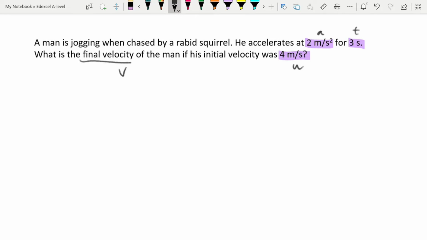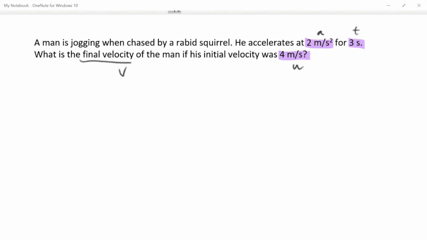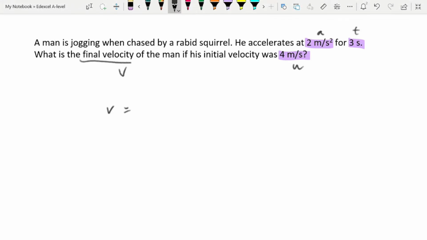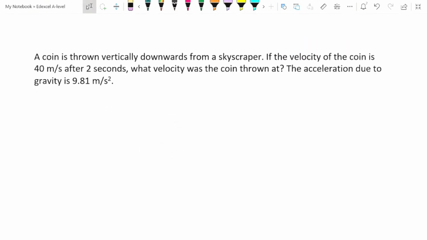So again, we need something that has v, u, a, and t in it. And you look or think through your SUVAT equations and you say, right, v is equal to u plus at. And so 4 plus 2 times 3, very straightforward, 10 meters per second. Number 3, and again, feel free to pause this video at any point, work through the question yourself, and then you can just check your answer at the end.